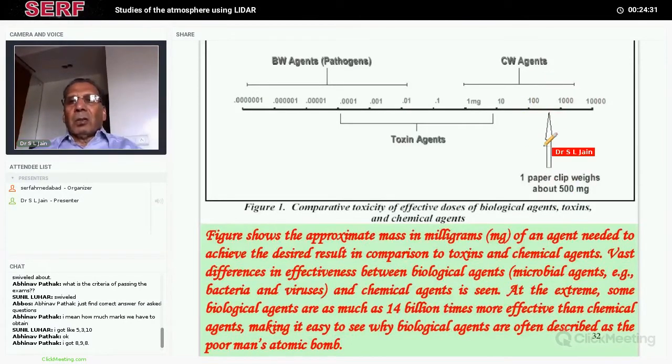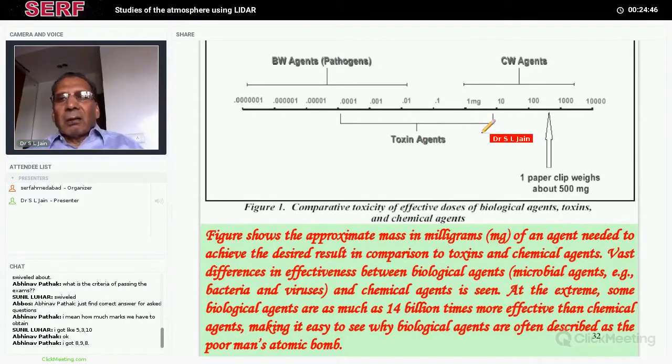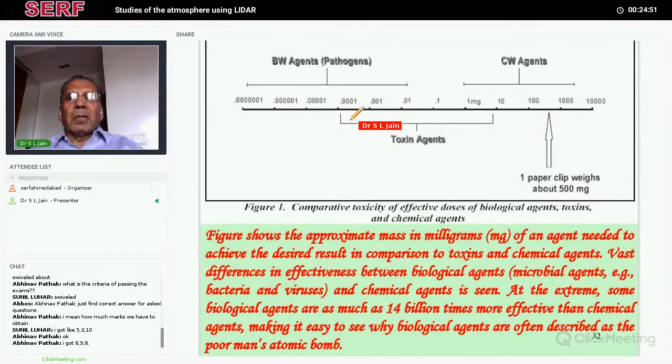So if you have chemical weapons, this many grams to hit your target, say maybe 1,000 people or like that. But for the same target, here you are using 10 grams, and if you use a biological weapon, you can use only 0.001, meaning 10,000 times less, and still you can reach whatever target you want.